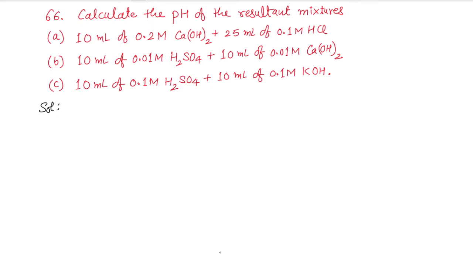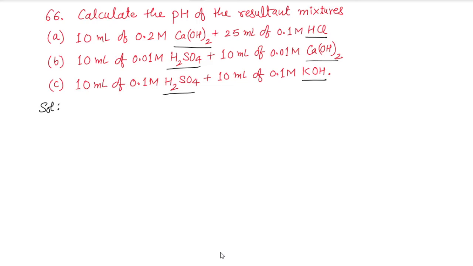Today we are going to discuss question number 66 of ionic equilibrium. The question is: calculate the pH of the resulting mixtures. These are mixtures of base and acid, acid and base, acid and base. So it is a simple case of neutralization reaction. First we should find out whether OH negative ions or H plus ions are in excess. That will decide the pH of the solution.